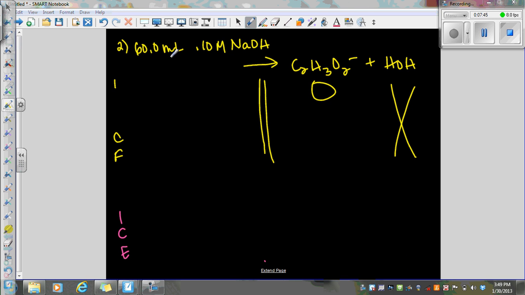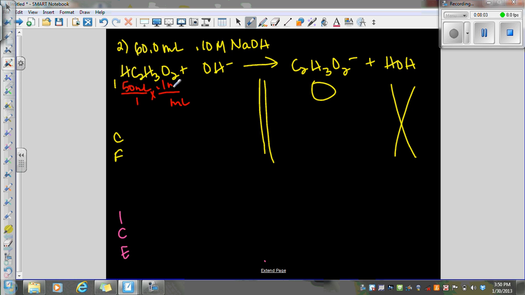Okay, so now we're going to continue adding more sodium hydroxide. So if we think about what we had originally, we had acetic acid, 50 milliliters, and we had calculated the number of millimoles, which was 5 millimoles. Now to this, we're going to add 60 milliliters. This is like continuing our titration. Because this is a chemical reaction, we have to calculate number of moles. So 60 times 0.1 is 6 millimoles.